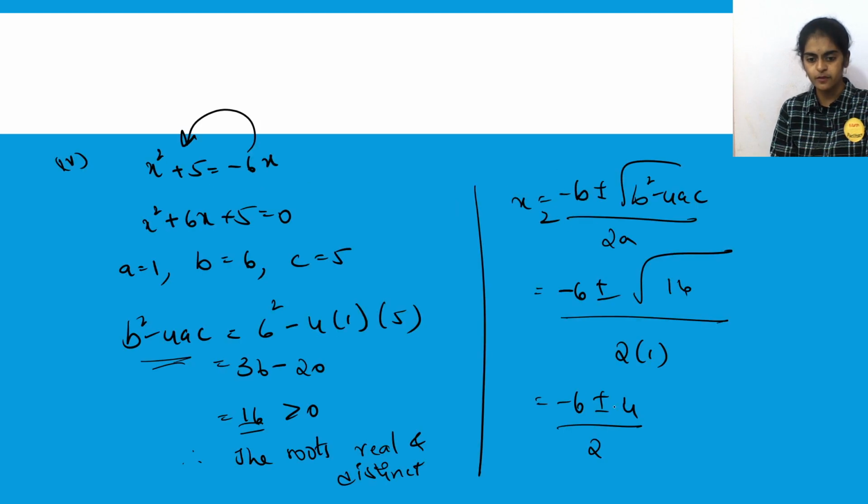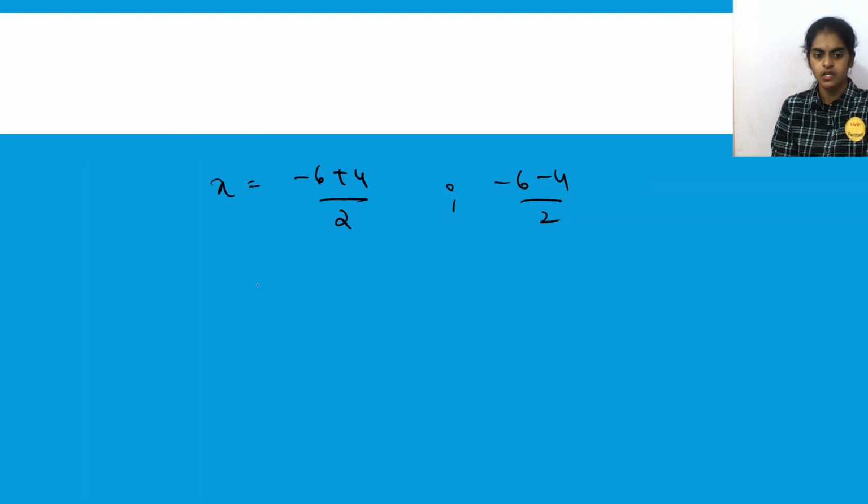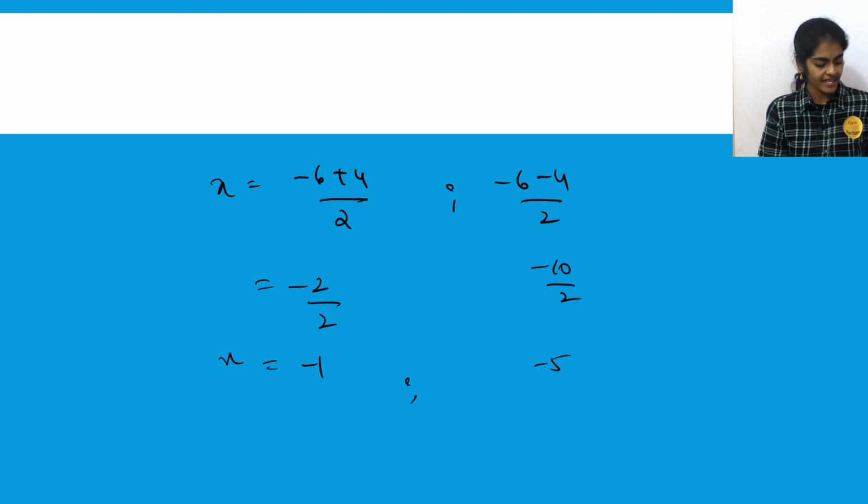Now x value will be minus 6 plus 4 divided by 2, or it can be minus 6 minus 4 divided by 2. One time you will take plus 4, one time minus 4. So that is minus 2 by 2, so minus 1 you can get, or minus 10 by 2, so minus 5 you will get. So x values are minus 1 and minus 5. So these are the roots.